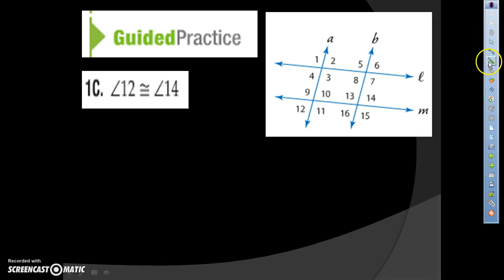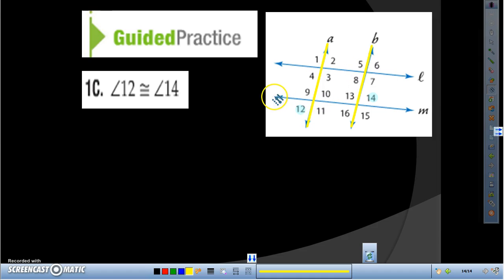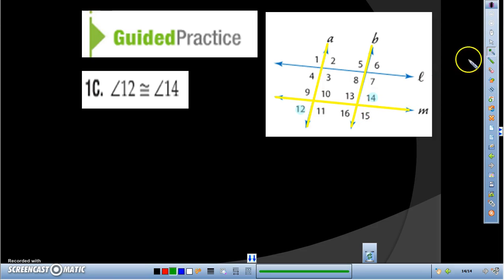So now I have angles 12 and 14. These are the two that I'm looking at. So let's narrow down what lines I'm concerned with. Well, angle 12 belongs to line A. Angle 14 belongs to line B. And now my transversal is line M. So I'm only looking at the bottom 8 angles. None of this up here is any of my concern.